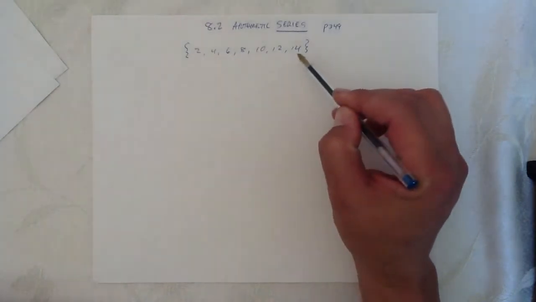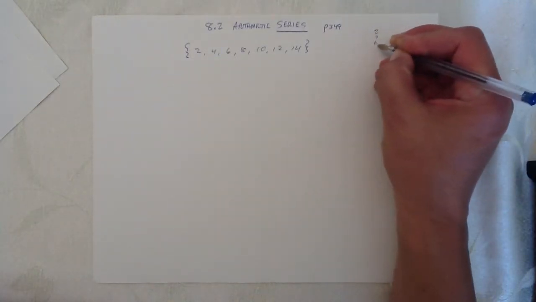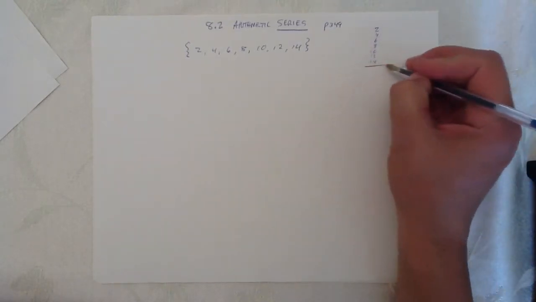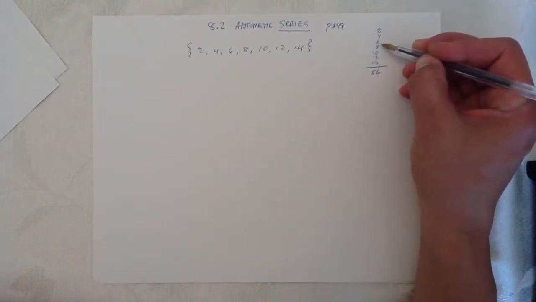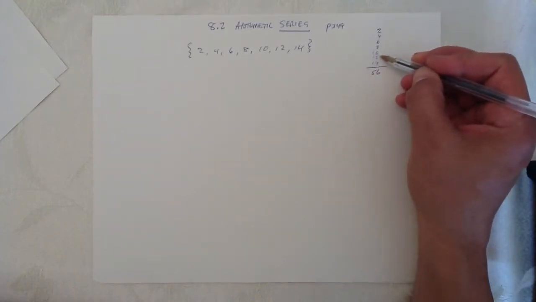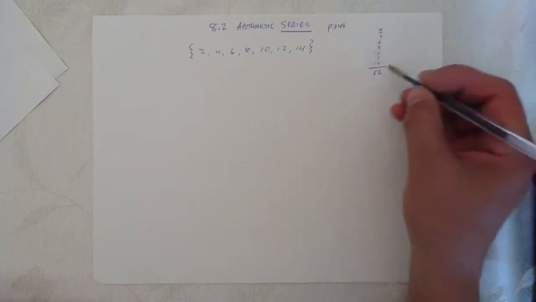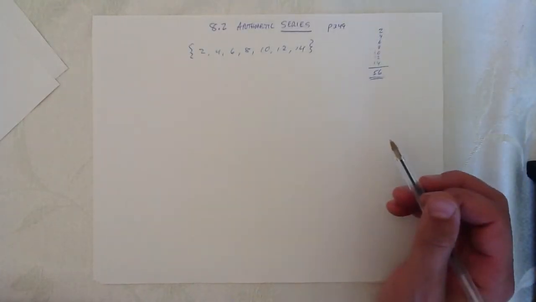So if we want to sum this, we can go through the laborious process of adding up 2 plus 4 plus 6 plus 8 plus 10 plus 12 plus 14, and we'll find out that it's 56. So 2 plus 4 is 6, plus 6 is 12, plus 8 is 20, plus 10 is 30, plus 12 is 42, plus 14 is 56, right. So 56 is the sum of this sequence.